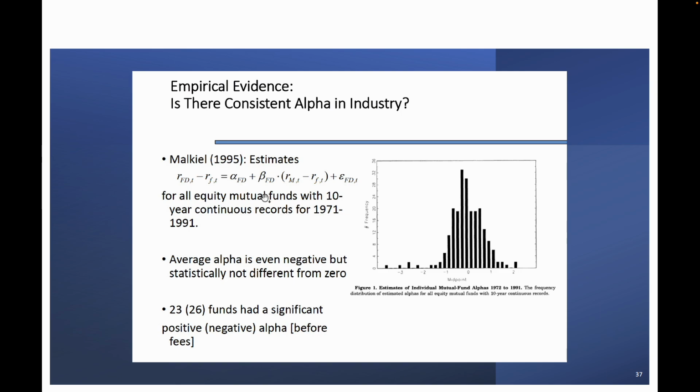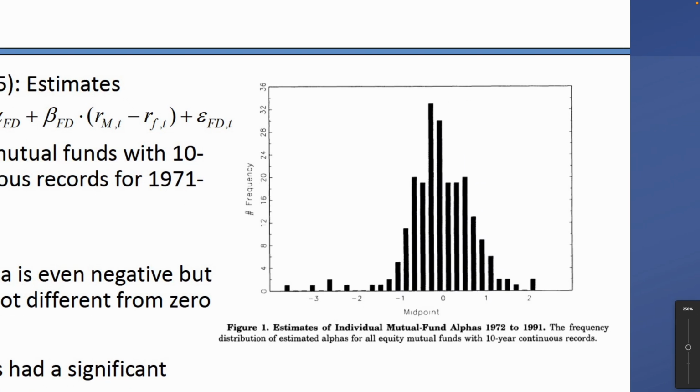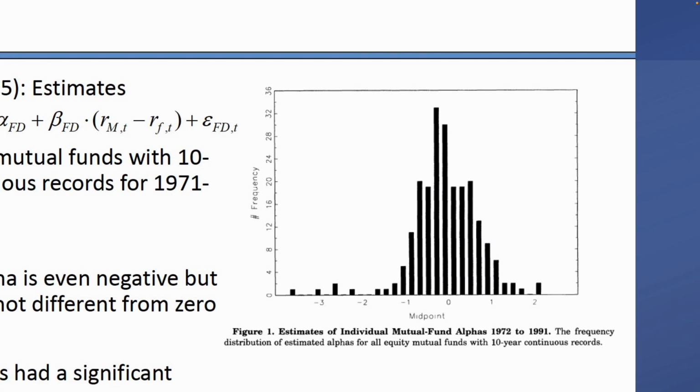He does that for all equity mutual funds which had at least a 10-year continuous record, and he used the period 1971 to 1999. So here's the display of the alphas that he did compute. Each alpha, oh no, this is a histogram. So let's take this point here. This is 1. So there is 1 fund with a minus 4% alpha.